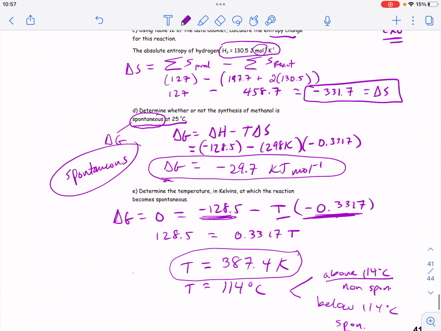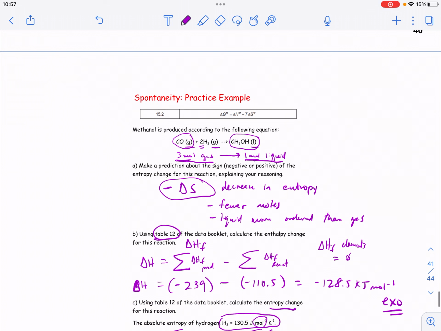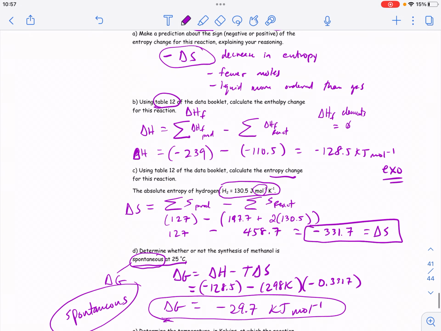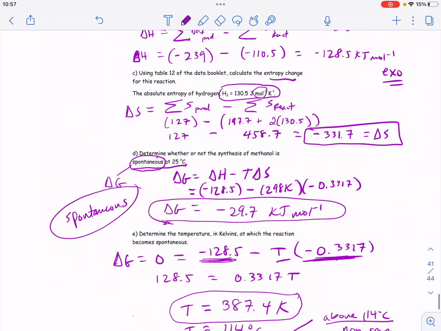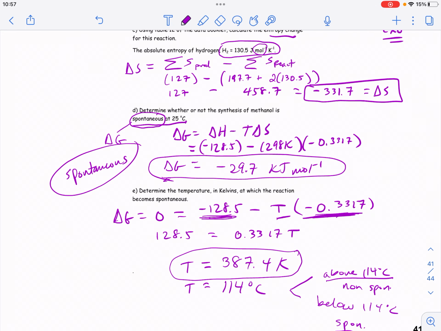And so that's how you can use this equation to solve for all these different values. Table 12 to use to get delta H, to get delta S. Then you can use that equation to get delta G. And you can use delta G set equal to 0 to solve for temperatures at which reactions change from spontaneous and non-spontaneous.